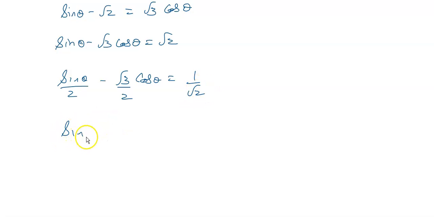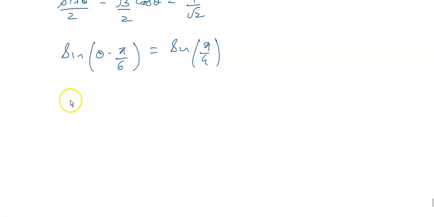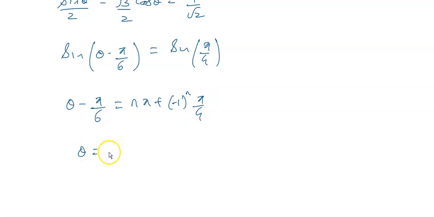So this is 2, this is 2, and here we will get 1 by root 2. So now this can be written as sine of theta minus pi/6 is equal to sine of pi/4. So now I can write using the general solution for sine theta equal to sine alpha: theta minus pi/6 is equal to n pi plus (-1) to the power of n into pi/4. So we get theta is equal to n pi plus (-1) to the power of n into pi/4 plus pi/6. That should be the answer.